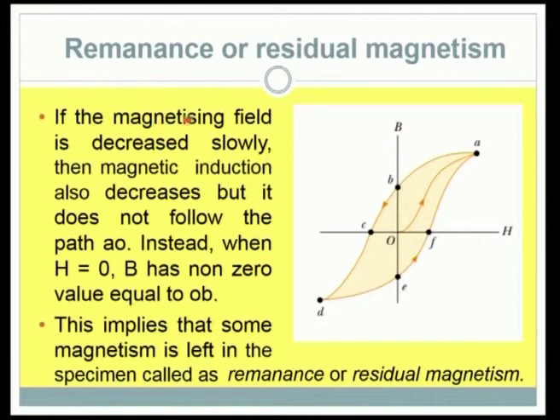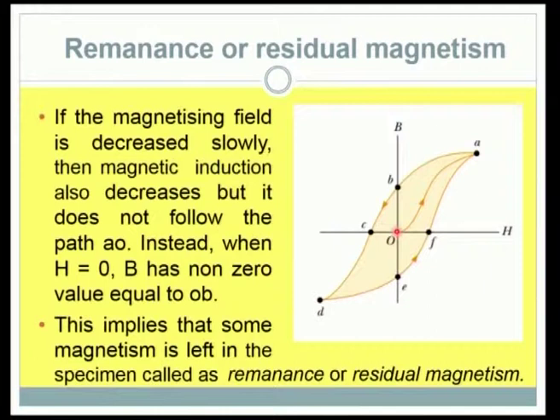If the magnetizing field is decreased slowly, then magnetic induction also decreases, but it does not follow the path AO. Instead, when H becomes 0, B has a non-zero value equal to OB marked in this diagram. I would like to retrace the path and explain from the diagram.